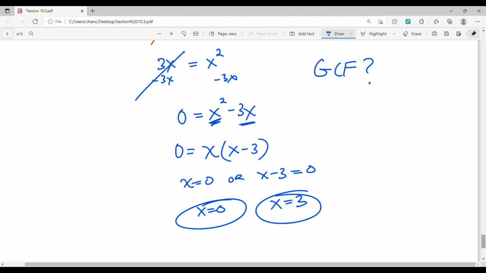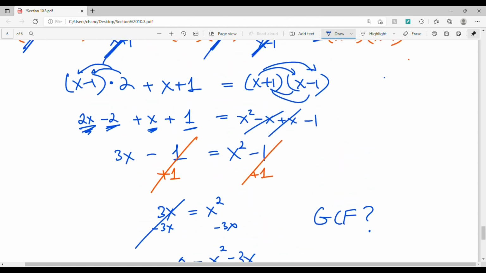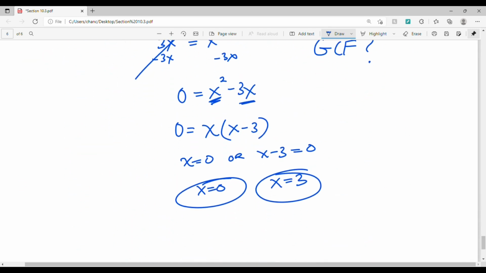Now you're going to have to check to make sure it doesn't cause the denominator to be 0. So let's check quickly. I know the denominator would be 0 if I had a positive 1 or a negative 1 as a solution. And since 0 and 3 are none of those, these two are good solutions. We don't have a 0 in the denominator. So 0 and 3 are good solutions.